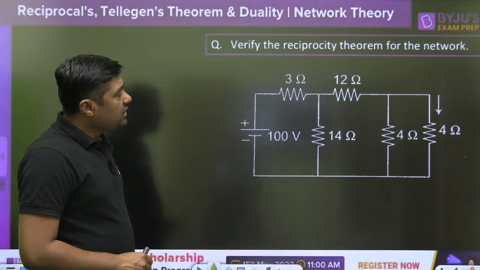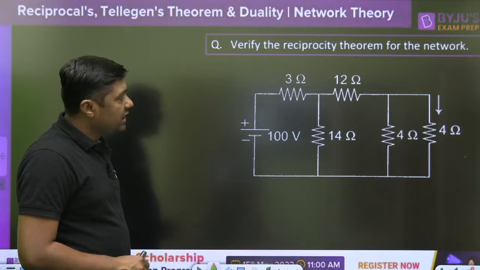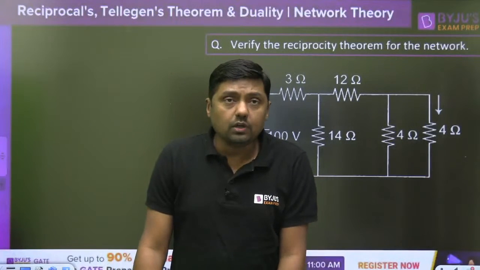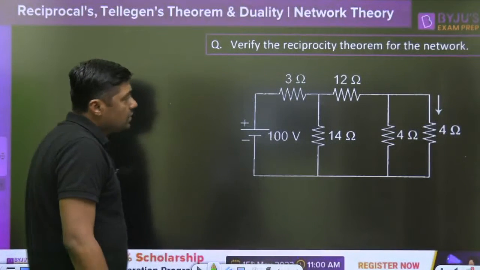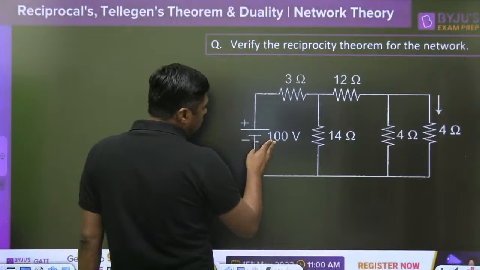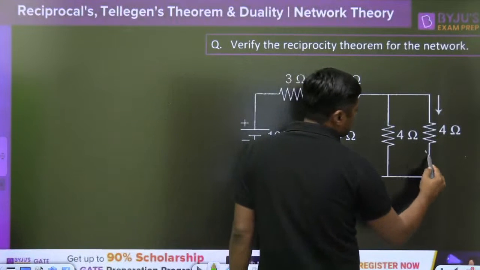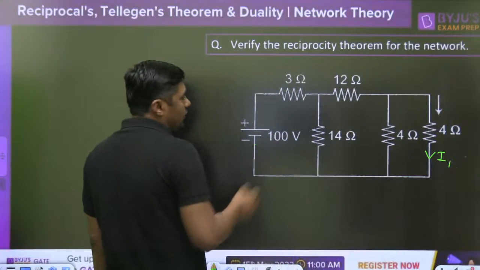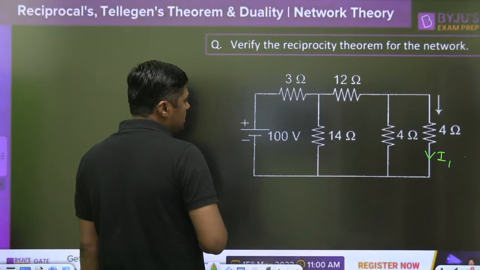Let's come to verify the reciprocity theorem for the network. What is the verification, how can we verify it? Everyone, that is a very, very simple question. If this is the 100 volt, what is the current in this branch? Here you have to find it. This is the 100 volt, what will be the I1? What does verification mean?